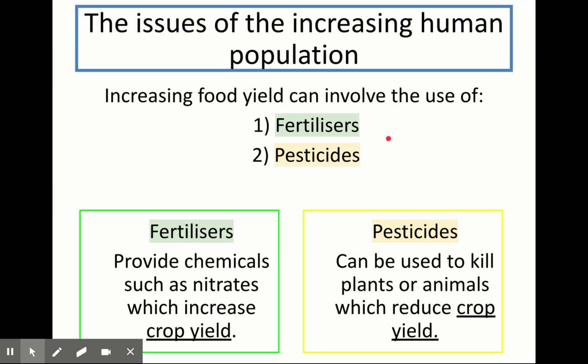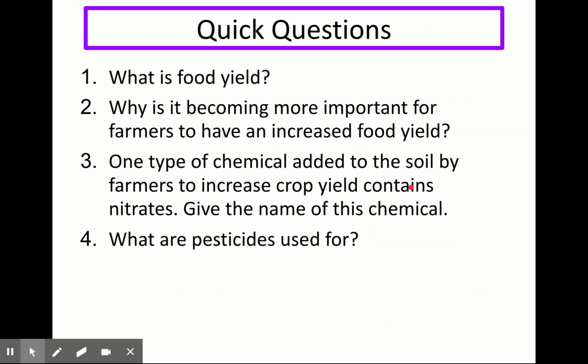The rest of this topic will involve splitting these up and talking about them in more detail, but as a quick introduction, farmers use fertilizers and pesticides to try and increase food yield because we have a continuously increasing human population, as I mentioned previously. Fertilizers provide chemicals such as one called nitrates, which increase crop yield, and pesticides can be used to kill plants or animals, which reduce crop yield. In both of these cases, you'll notice I've underlined crop yield in the definition, and that's because this is what this topic is all about, ways to increase food production through increasing yield.